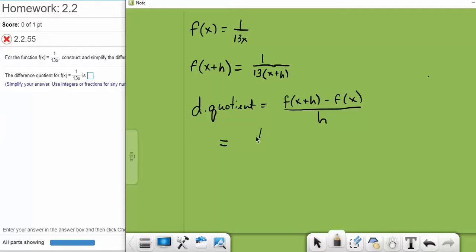f of x plus h is 1 over 13 times (x plus h), minus 1 over 13x. So again, I'm just replacing f of x plus h with this expression, f of x with this expression, all over h. Okay, now here's the hard part. We got to get common denominators for this. So I need to multiply the first fraction by x over x and the second fraction by x plus h over x plus h.